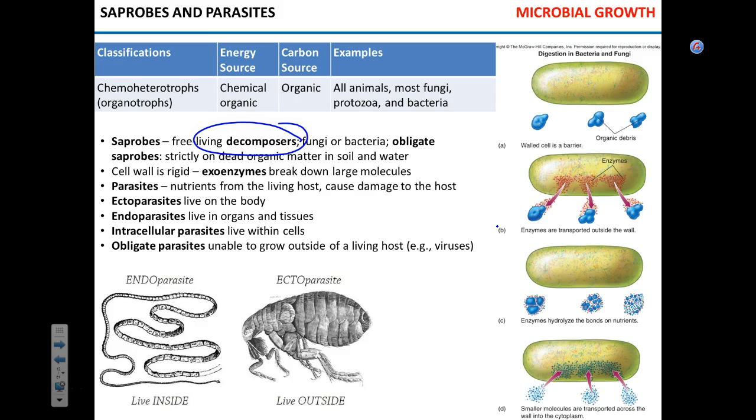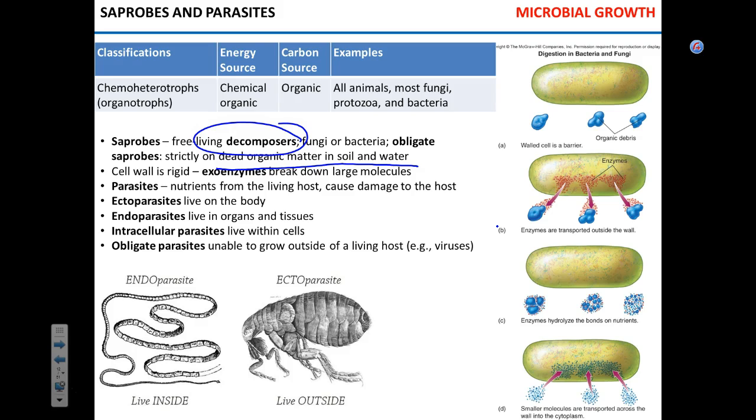Okay. Now, saprobes can be obligate. In this case, they survive strictly on the dead organic matter. So they cannot survive on the live one. Like fungus that decomposes the dead tree trunks. Okay. So how do they eat?